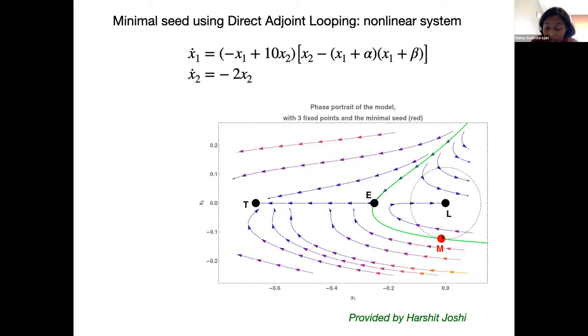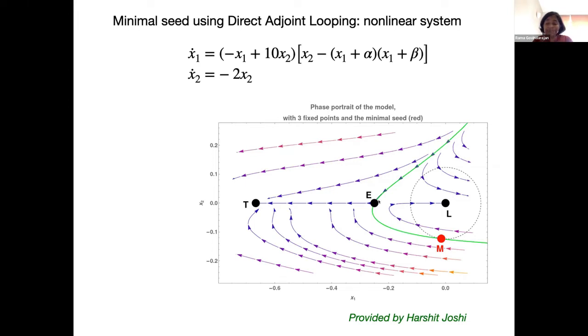So if I start something slightly away, it'll keep shadowing this thing for a very long time. It might take quite a long time to reach it, depending on where I've started from. It's going to spend a very long time in this neighborhood, until it's somehow able to escape into this trajectory, and then it'll go fast to the turbulent. Similarly, if I started on the laminar side, same thing, it'll go here and spend a lot of time near the edge state.